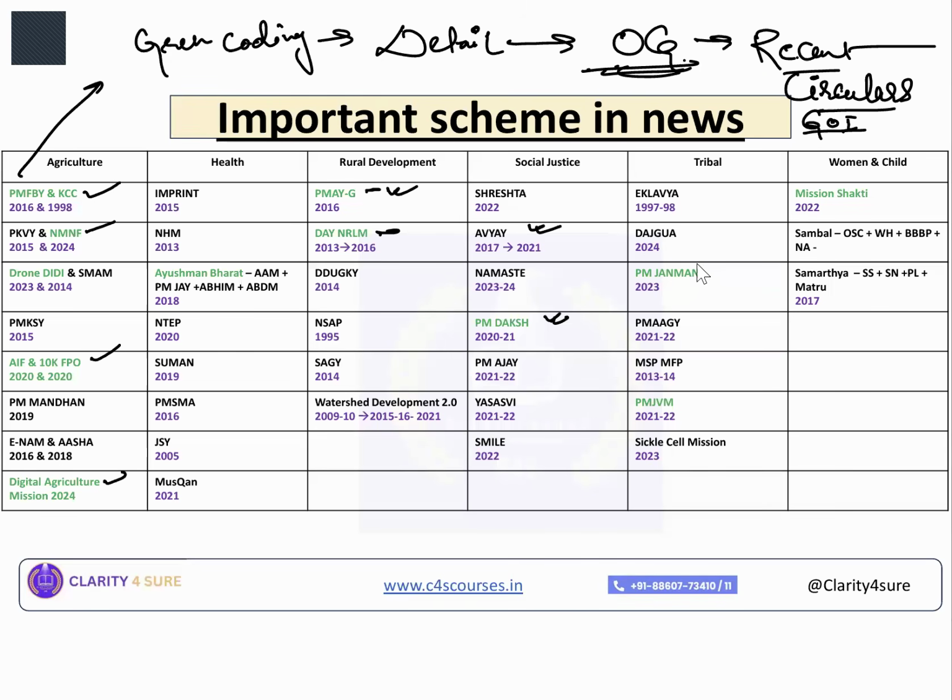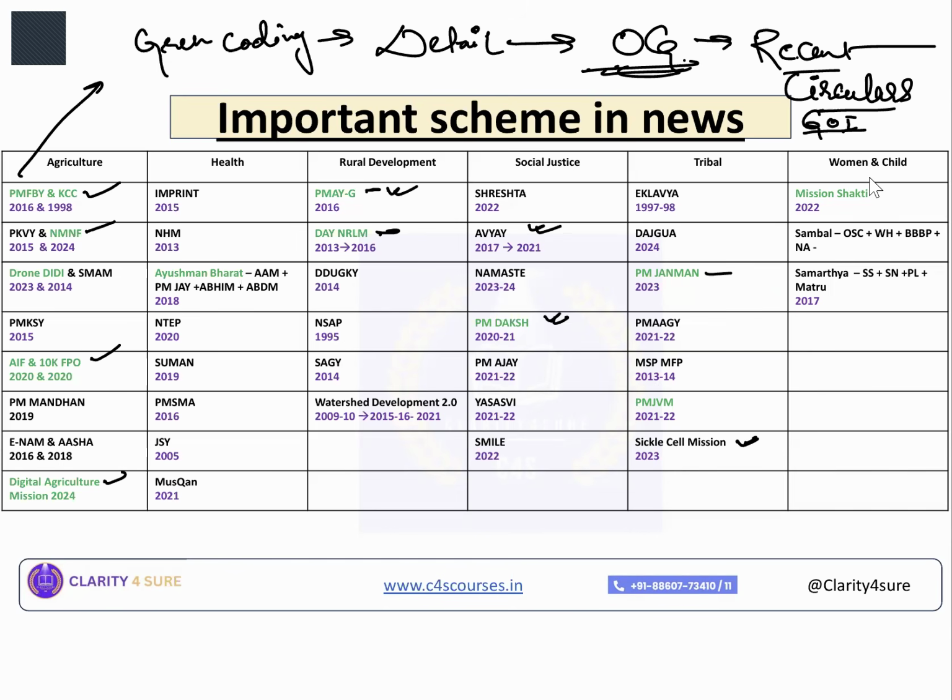Then in the tribal ministry, we have Janman, very important. Then Eklavya schools keep on coming, but we don't have to go into that much detail. Then PMAAGY, MSP, MRP. Then the Dharti Aaba Janjatiya Vikas Karyakram is also important. Then the sickle cell mission, they have asked about it earlier, so this year it is not that important.